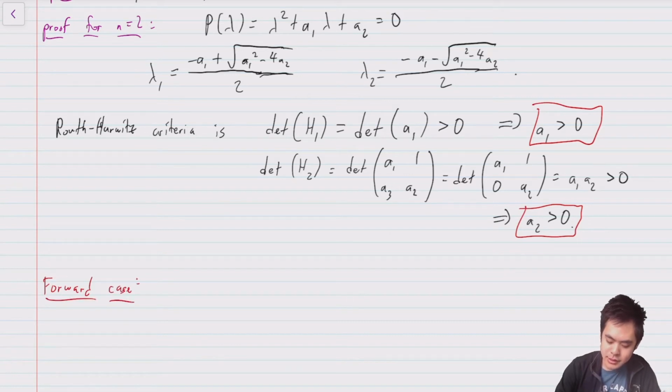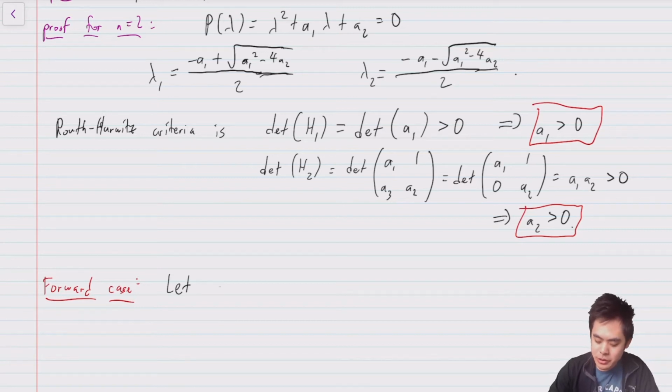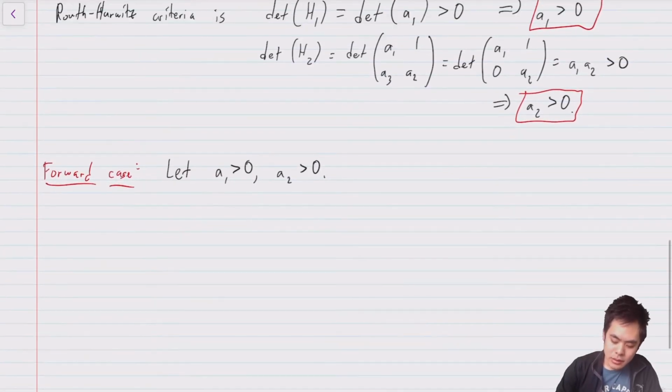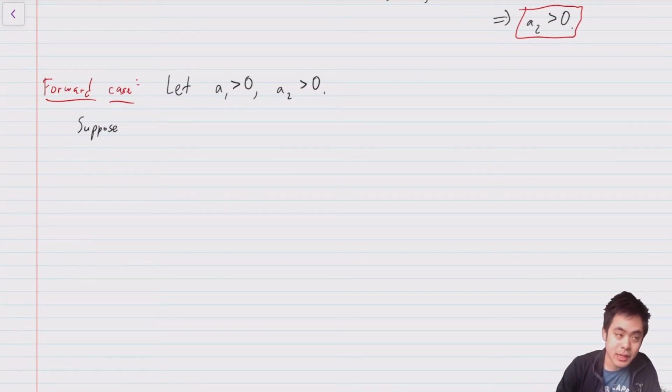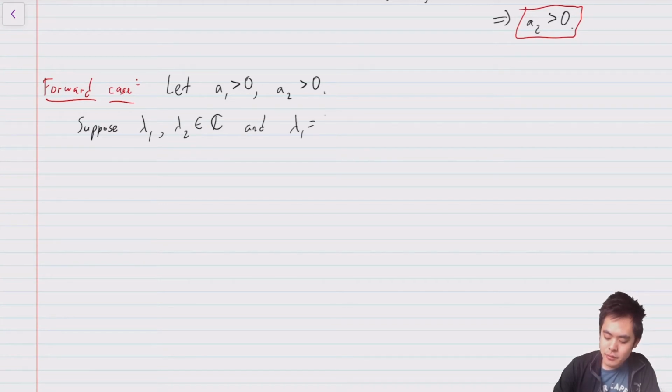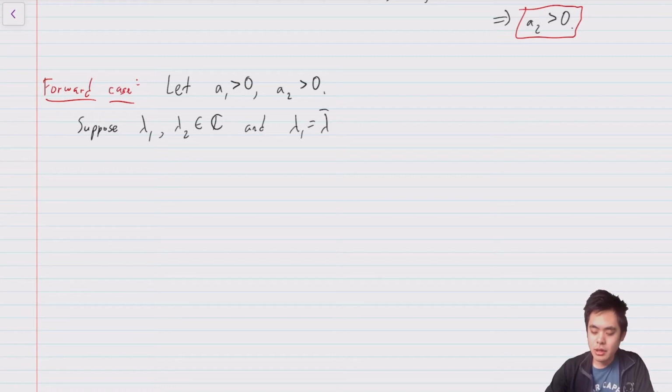The forward case is where we start by saying that the Routh-Hurwitz criteria are satisfied, so a1 is greater than 0 and a2 is greater than 0. And we need to prove this for both the complex and real cases. So let's start by assuming that they're both complex. Suppose lambda 1 and lambda 2 are both complex numbers. Since the coefficients are real, if they actually have a non-trivial imaginary part, then they're complex conjugates.